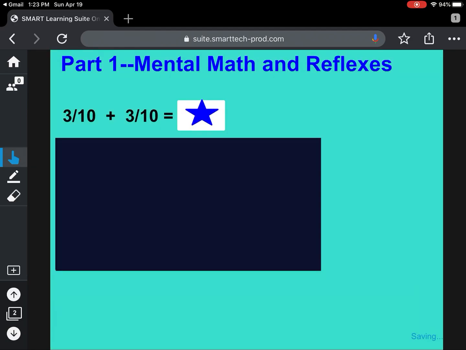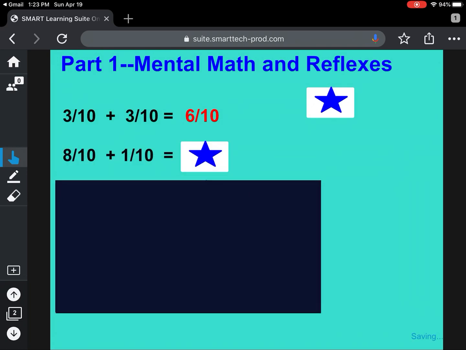Let's start with some mental math. You can simply write the answers to these questions on your paper and then we'll check them together. The first problem is 3/10 plus 3/10. In your notebook, you should have written that 3/10 plus 3/10 equals 6/10.